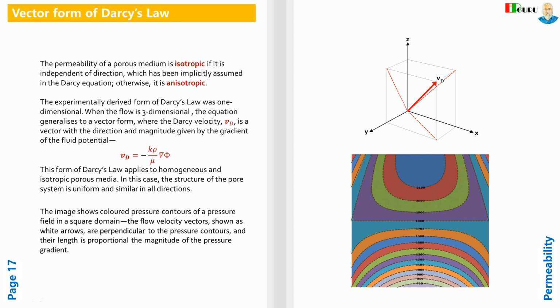The image shows coloured pressure contours of a pressure field in a square domain. The flow velocity vectors, shown as white arrows, are perpendicular to the pressure contours, and their length is proportional to the magnitude of the pressure gradient.